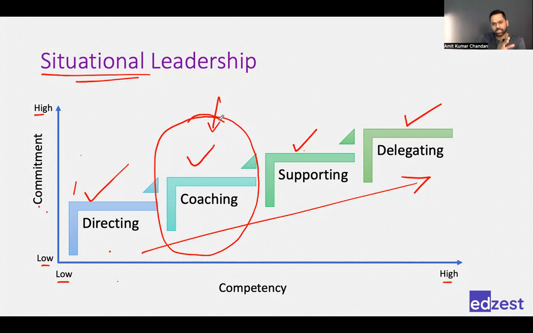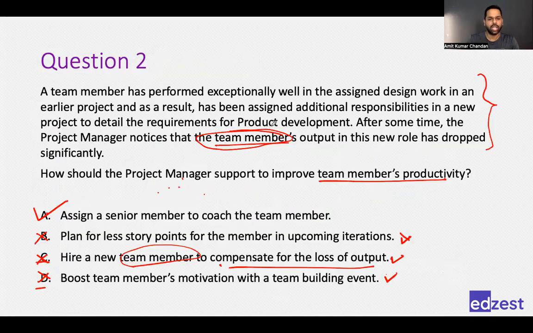In the previous question, probably the team member who was given additional responsibilities needed that coaching. Right? They had just shifted from one type of responsibility to another type of responsibility. They're pretty new in that. Okay, so if there was an option to direct them, that could also have been correct. If there was a direct question to coach them, that would also have been correct. But what we saw in the question was that the correct option said assign a senior member to coach the team member. Right? So probably they knew how to do the work, but the productivity went down. So there would be somebody who would coach them.